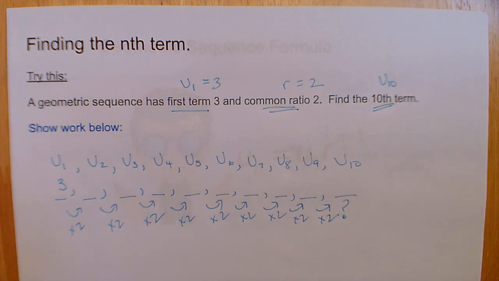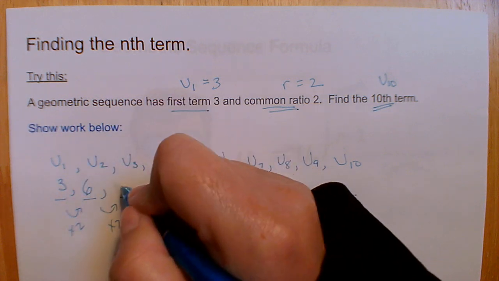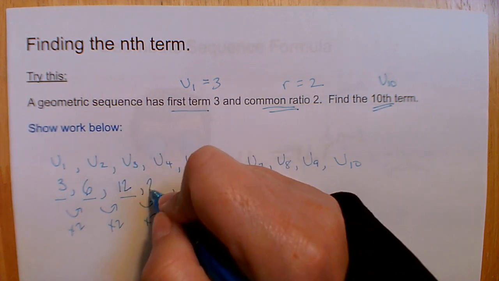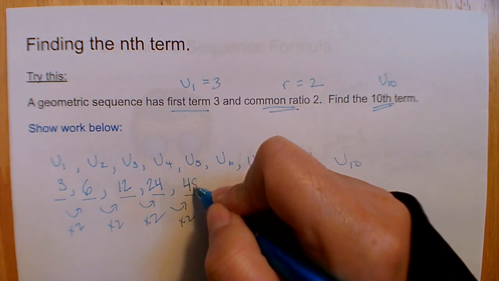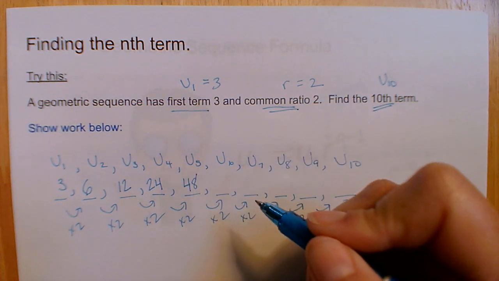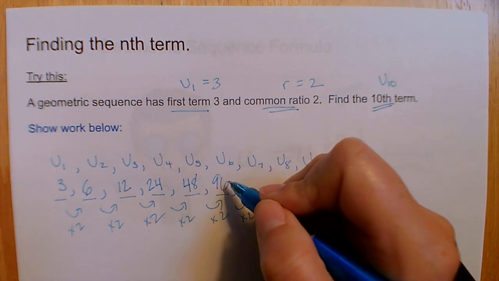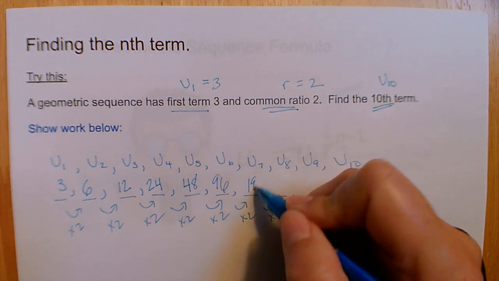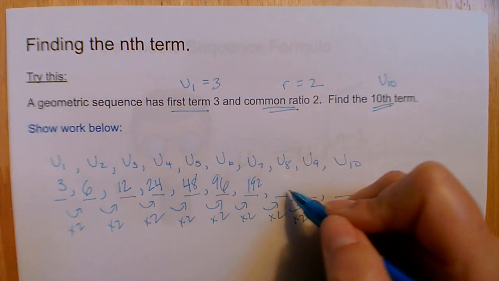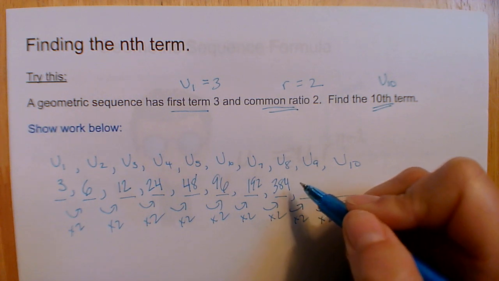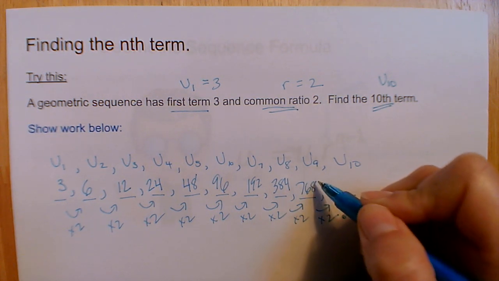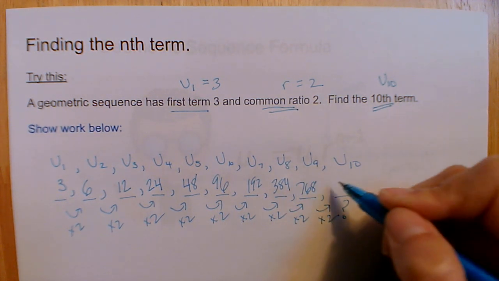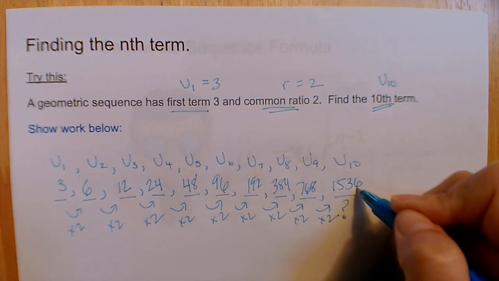Wow, that's a lot of multiplying by 2. So when we do this, let's try it. So we're going to get 3 times 2, 6 times 2, 12 times 2, 24 times 2, 48. 48 times 2, 96 times 2, 192 times 2, 384 times 2, 768 times 2, 1536.